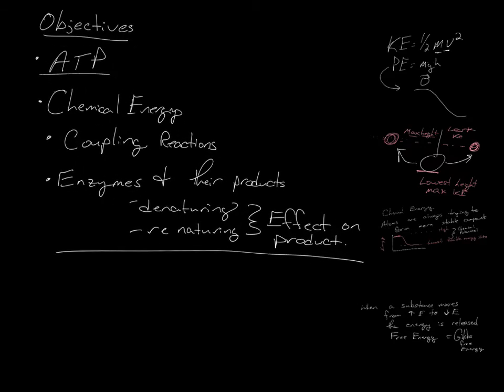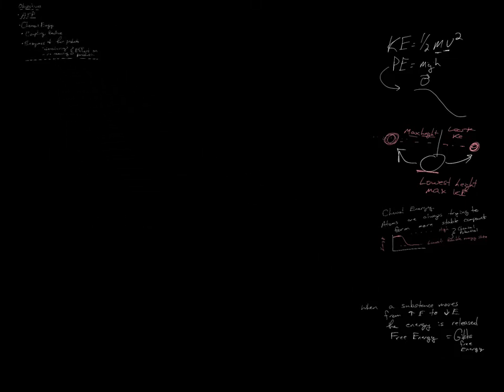So there are 4 objectives that we're going to cover today. That's looking at ATP. We're going to look at chemical energy. We're going to look at chemical energy charts. We're going to look at coupling reactions. We're going to look at enzymes and their products, both denaturing and renaturing proteins and enzymes, and the effect on the products of those enzymatic reactions. So we're going to take a look at those things today.